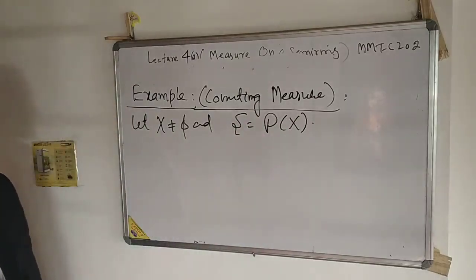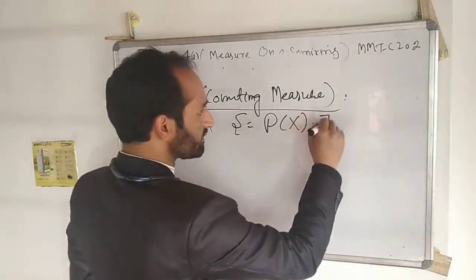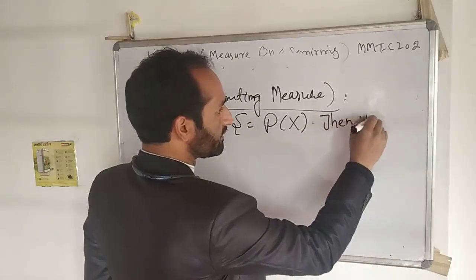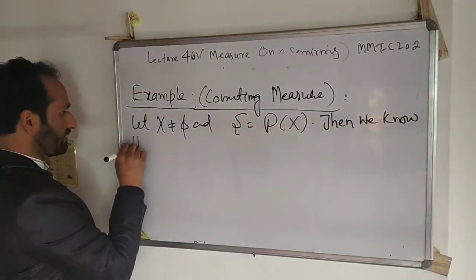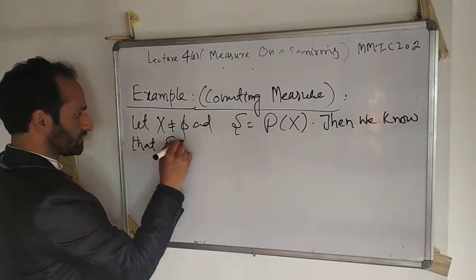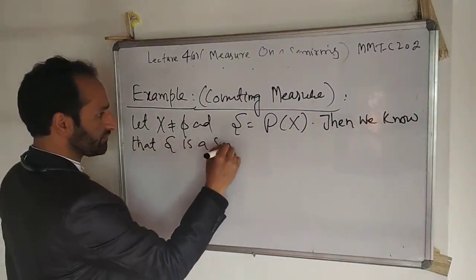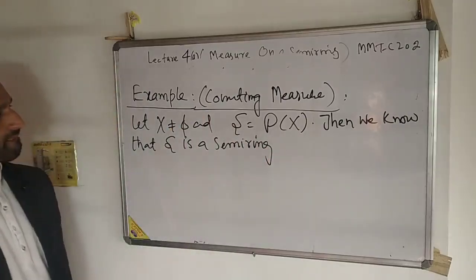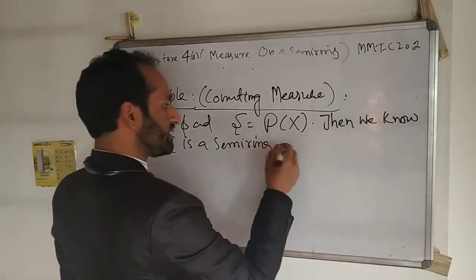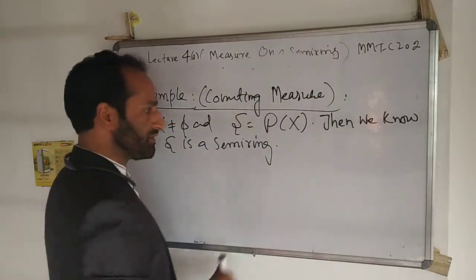Then we know that S is a semiring. Now we define a set function on S, and then we show that that set function is a measure.